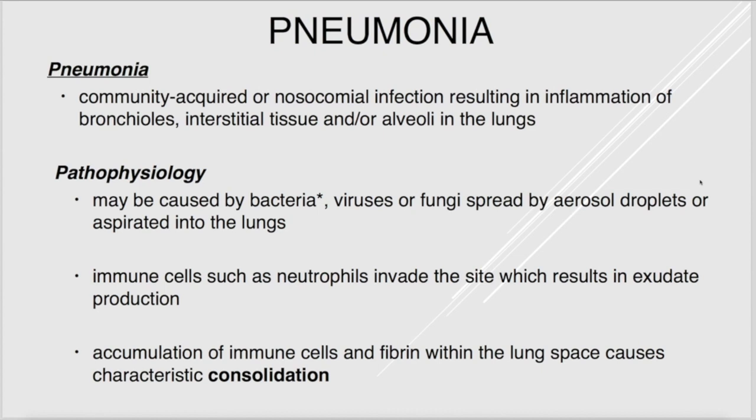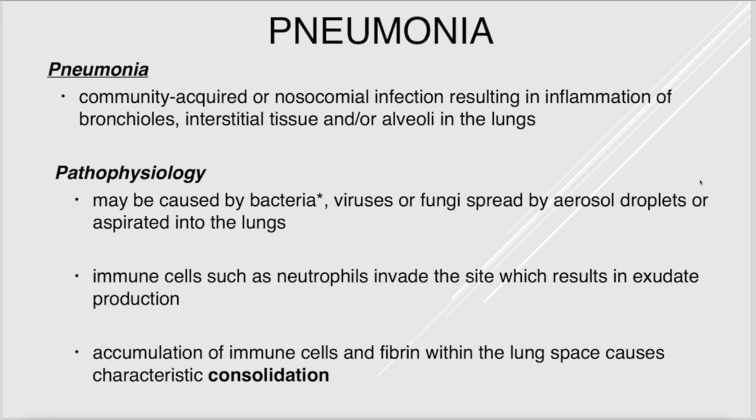So our first disease was pneumonia, which is an infection. It can be community-acquired or nosocomial, and this is going to cause inflammation in the distal airways. So the alveoli, the respiratory bronchioles, the alveolar ducts, and even some of the interstitial tissue within the lungs itself. So it can be caused by basically any pathogen: bacteria, viruses, fungi, sometimes protozoa, and it's spread by aerosol droplets. Or if you are a natural reservoir for one of these pathogens, you can aspirate those into the lungs, and they can set up shop and cause pneumonia.